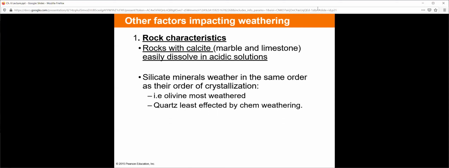Silicate minerals, another very common thing, right? We talked about that. They weather in the same order as their order of crystallization, meaning some silicate minerals weather more quickly than others. Olivine weathers very fast. Quartz does not. It's because quartz is more rigid, stronger, and more resistant to chemical weathering than olivine. Just because the olivine and the quartz are essentially the same chemically, the same at an element level, does not mean they behave the same in every regard.